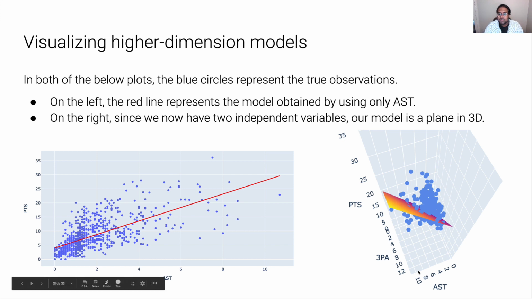So we have one axis for assists, one of our independent variables. We have another axis for 3-point attempts, and our height, the z-axis, is the number of points that we predict that they averaged in the season. These blue points over here correspond to true observations. So our data set had some players in it, and we have the number of assists, 3-point attempts, and points that they averaged, and this is what that is a plot of.